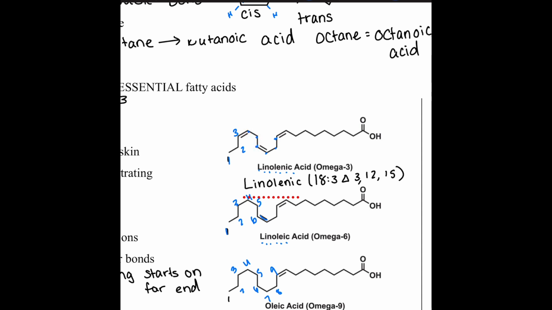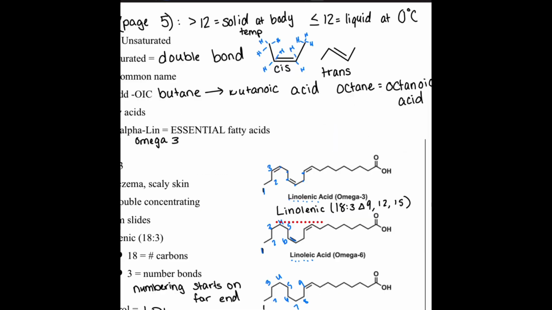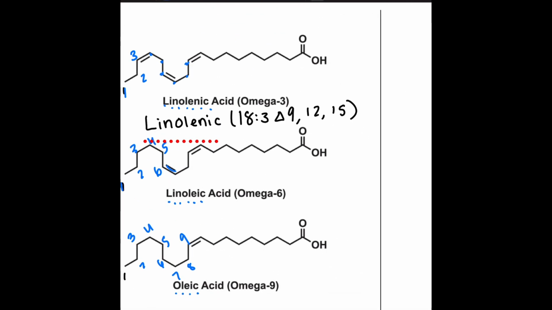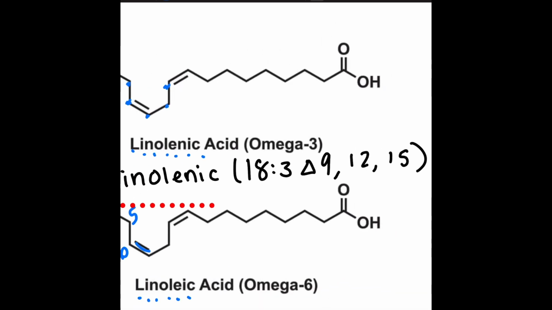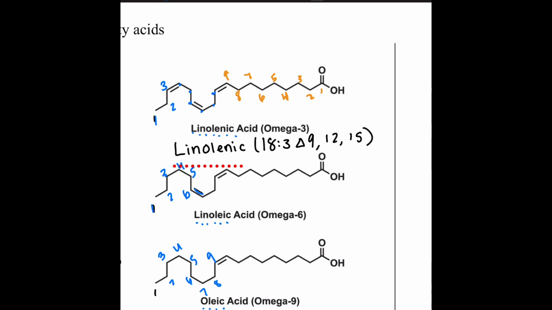Hold on 1 second. Sorry, there was a typo. I had a 3 here originally, but it was supposed to be a 9. And you're going to see why that is. So in our delta naming system, we need to start at the beginning near the functional group. 1, 2, 3, 4, 5, 6, 7, 8, and 9. So this is more similar to how we're used to naming carbons.